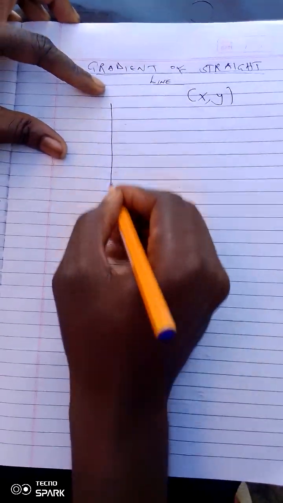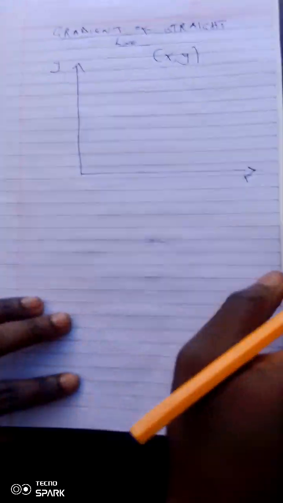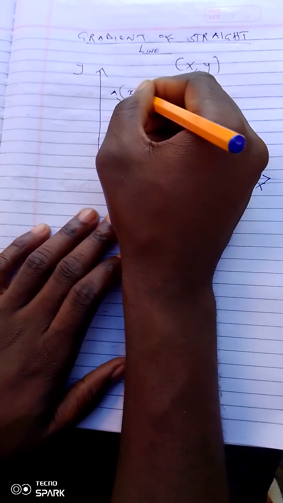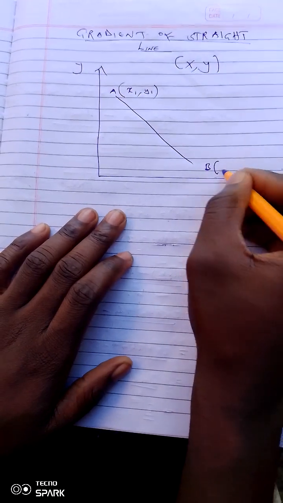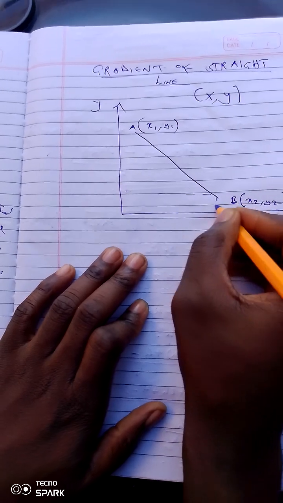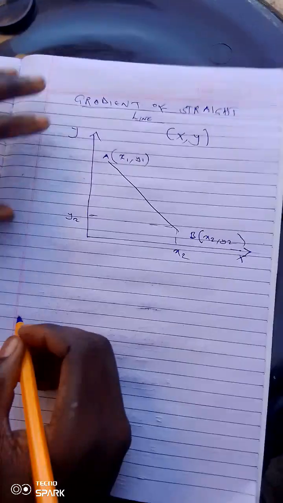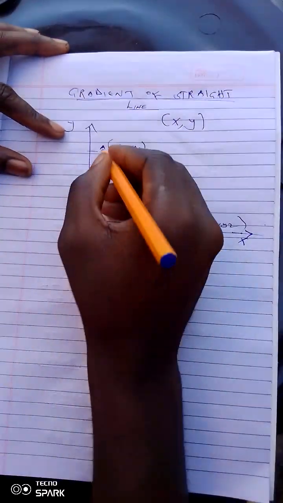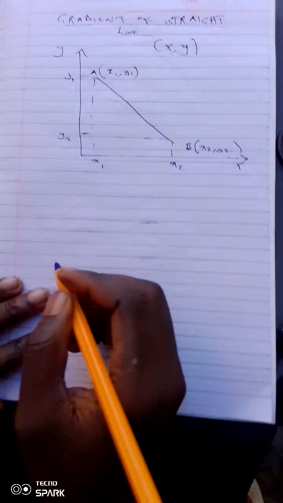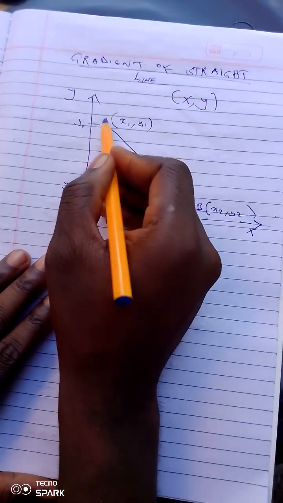So if I have a Cartesian plane where I have y there, x there, then I have a straight line here. This is point A, this is point B, and point A there is x1 comma y1, and at point B we have x2 comma y2. That is, this is x2, this is y2, then this is x1, that is y1.